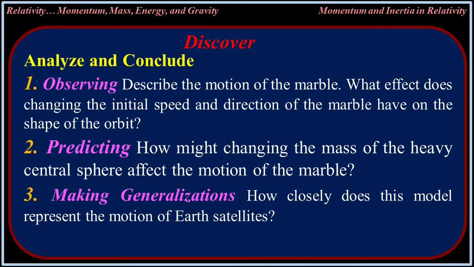Discover, analyze, and conclude. 1. Observing. Describe the motion of the marble. What effect does changing the initial speed and direction of the marble have on the shape of the orbit? Predicting. How might changing the mass of the heavy center sphere affect the motion of the marble? Making generalizations. How closely does this model represent the motion of Earth's satellites?